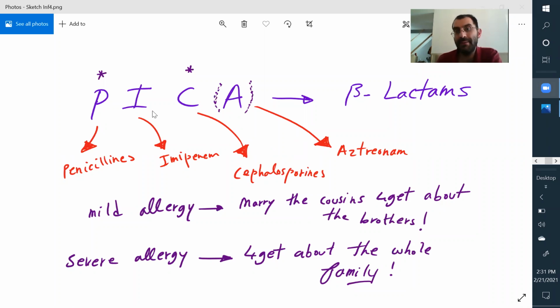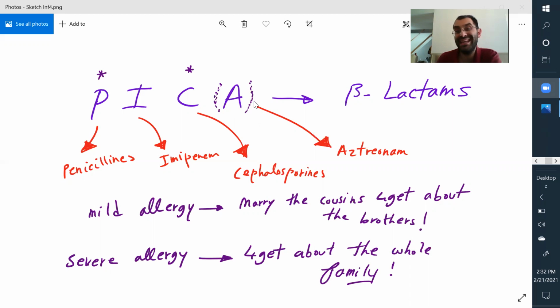PICA antibiotics, guys, it's a mnemonic to remember the beta-lactams. Why does it matter? Because they have cross-allergic reaction with each other, right? If you're not an infectious disease specialist, internist, or intensivist, probably you have never prescribed imipenem or aztreonam. You might have witnessed other doctors use it. But penicillin, cephalosporins, all of us prescribed it, right? P, penicillin, C, cephalosporin. Any other beta-lactam antibiotics? Yes, imipenem and aztreonam.